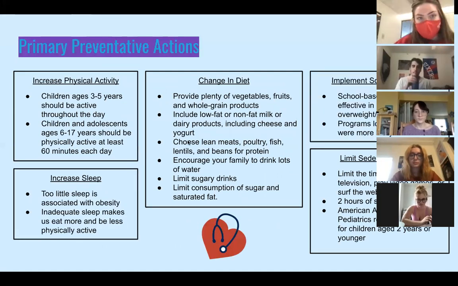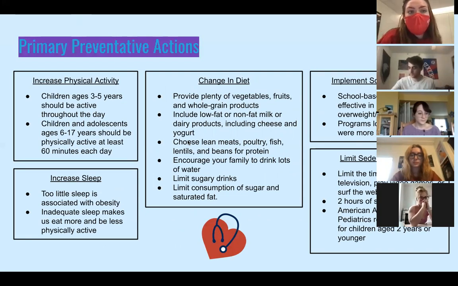So we're going to talk about some primary prevention actions against childhood obesity, which include ways that we can prevent obesity from even occurring in a child or stop it before it gets too severe. The first primary preventative action we have is increased physical activity. And we said that children and adolescents aged 6 to 17 should be physically active at least 60 minutes in a day, and children ages 3 to 5 should be active throughout the day.